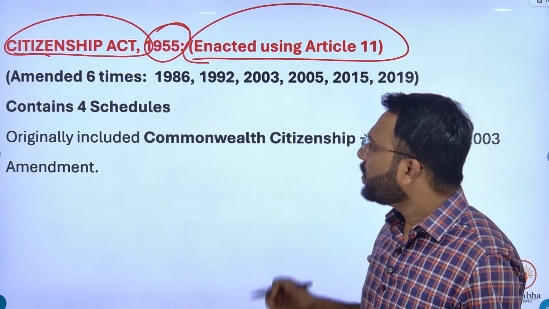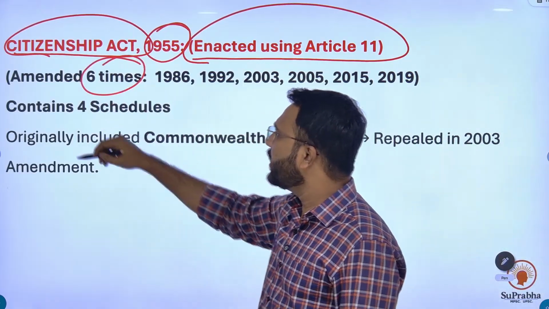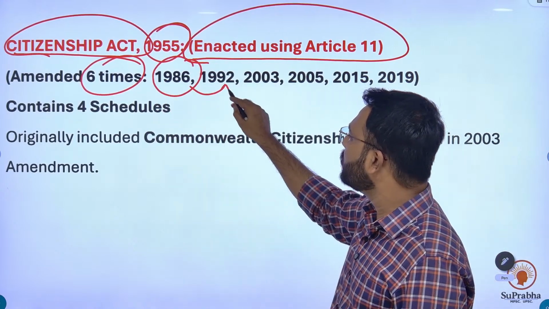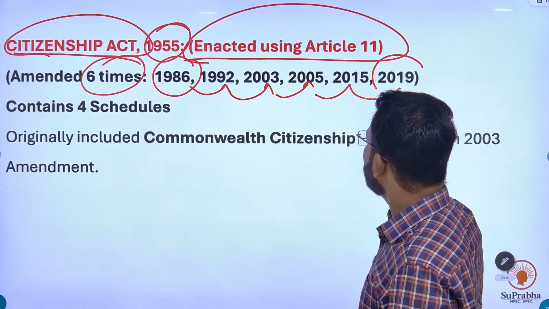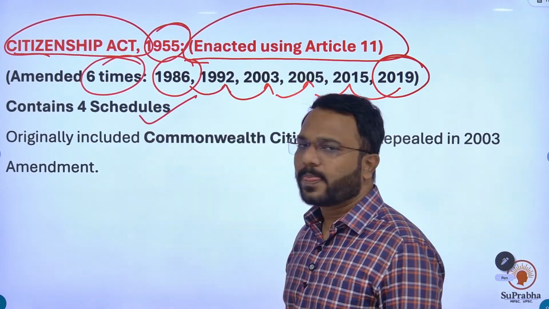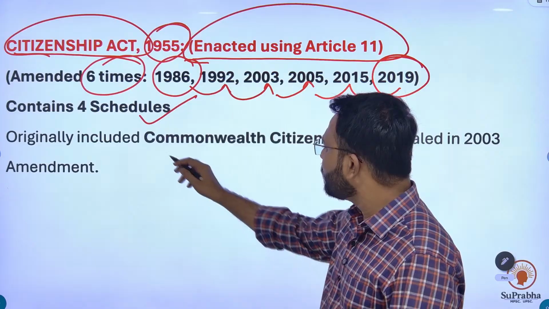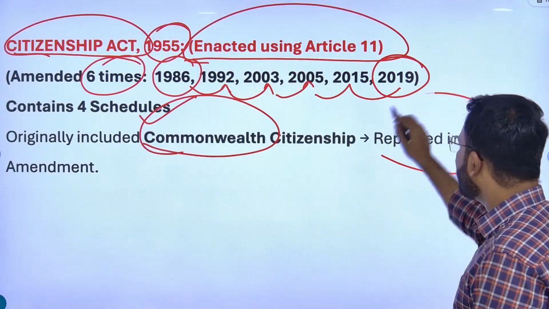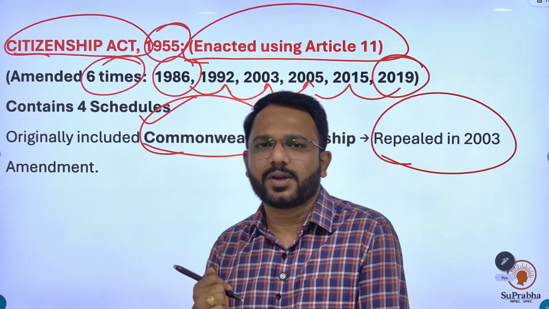Okay, so this Citizenship Act has been amended 6 times till date. The first amendment was introduced in 1986, then 1992, then 2003, then 2005, then 2015 and recently 2019. In all it contains 4 schedules. This Citizenship Act also included the citizenship of Commonwealth, but it was repealed in 2003 by an amendment by the Atal Bihari Vajpayee government. Fine.